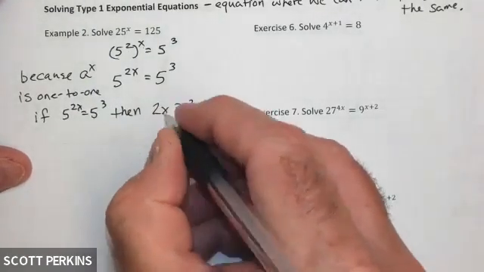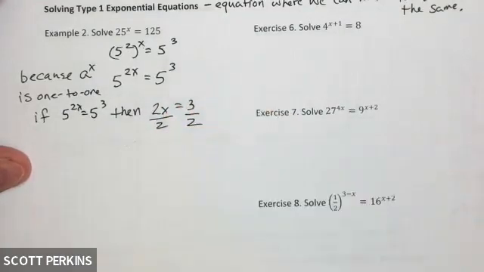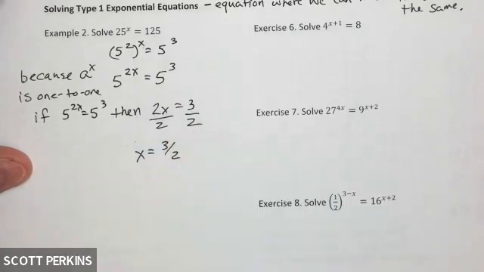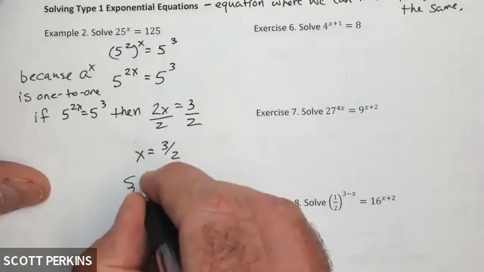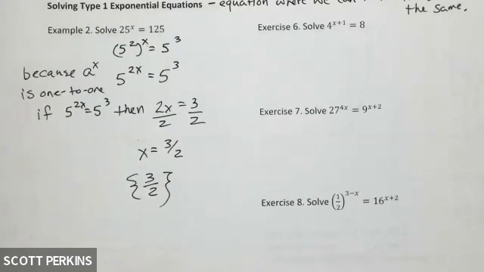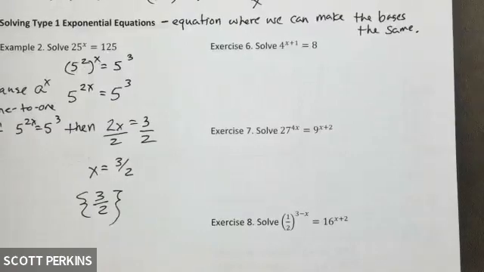And now I can finish this. I can divide both sides here by 2. I'll write that down just because I feel like I got to write something down. And we get x is equal to 3/2. And since there's no limitations on the domain of our exponential, that is my answer, 3/2. So that's how you handle a type 1 exponential equation. When you can equate the bases, then you just go ahead and say, oh, okay, then my exponents have to be equal. So give exercise 6 a try.